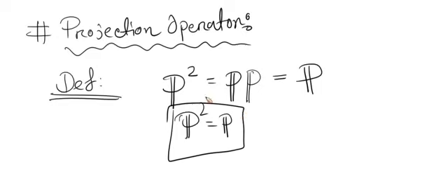This is the definition of a projection operator. If you can find an operator that satisfies this condition, that's a projection operator. But the way we're going to deal with projection operators will also give us a very important identity. So let's try to do it.